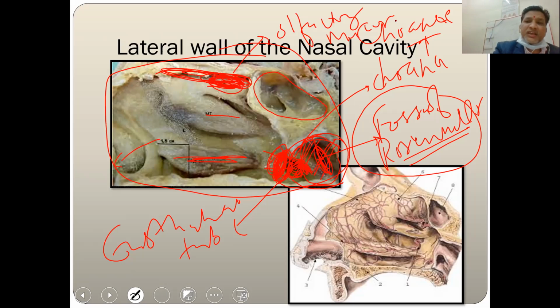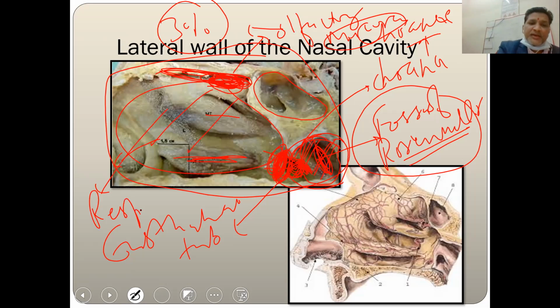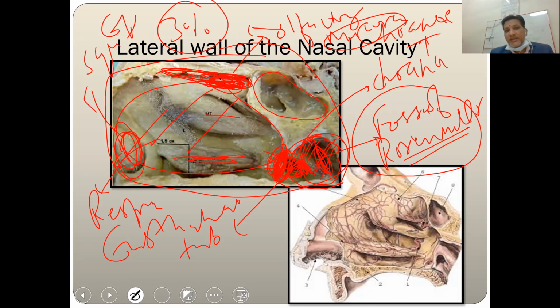Olfactory mucosa is chemically stimulated for neural impulse, and it is about 3% of all the nasal cavity epithelium. The epithelium in the lateral wall is respiratory epithelium. The anterior part is squamous epithelium, and the roof area is lined by olfactory mucosa. I am stressing these three different epithelia because drug distribution through the respiratory epithelium is totally different from drug absorbed through the olfactory mucosa.